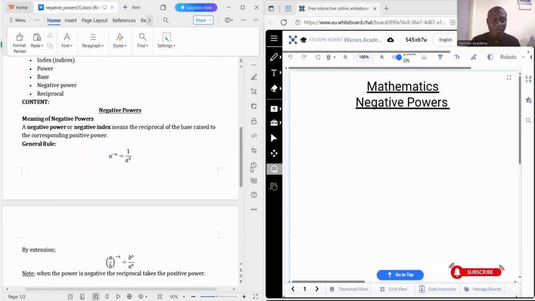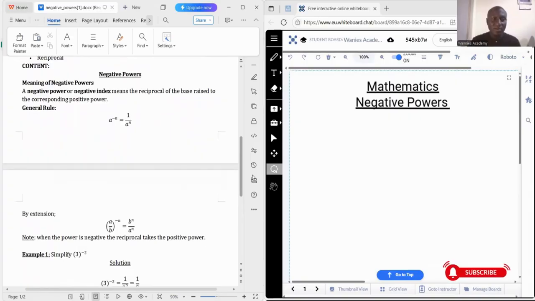Meaning of negative powers. A negative power or negative index means the reciprocal of the base raised to the corresponding positive power. And the general rule is a raised to power negative n is equal to 1 over a raised to power positive n.